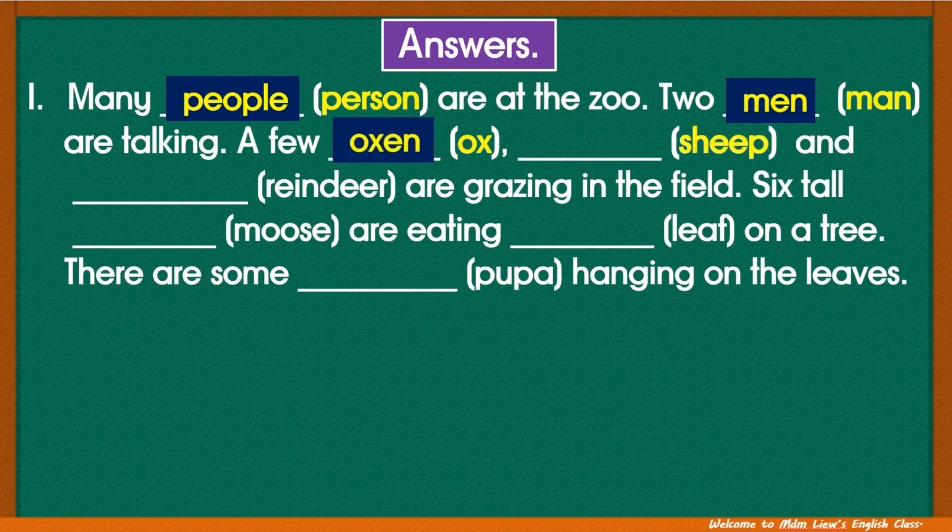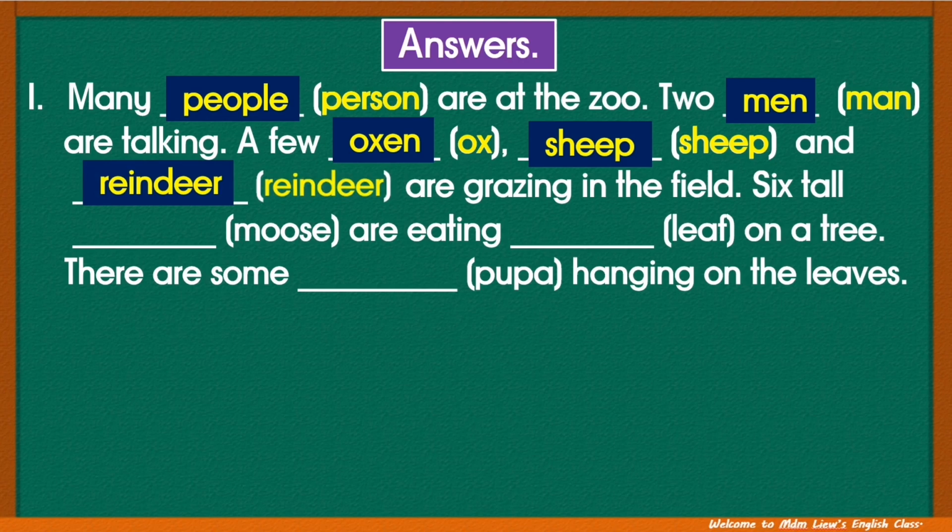Sheep. The plural of sheep remains sheep. Sheep remains sheep. And reindeer. The plural of reindeer remains reindeer. Reindeer remains reindeer. Are grazing in the field. 6 tall moose. The plural of moose remains moose. Moose remains moose. 6 tall moose are eating leaf.